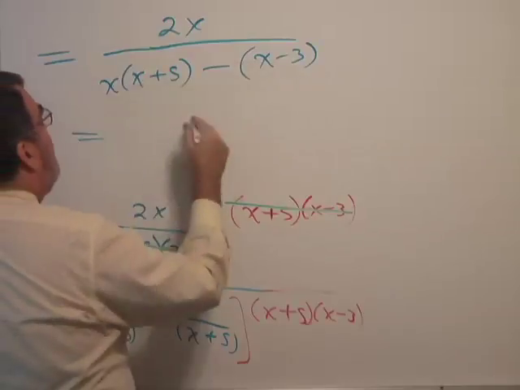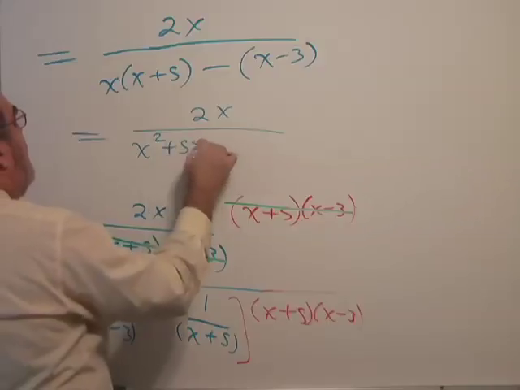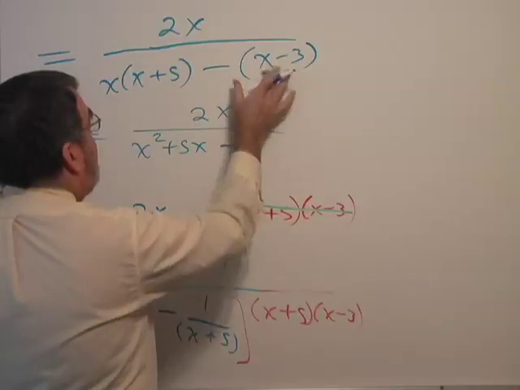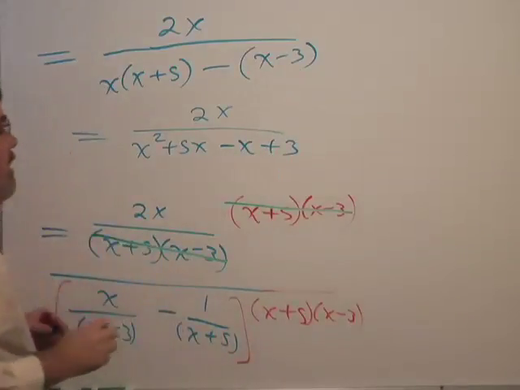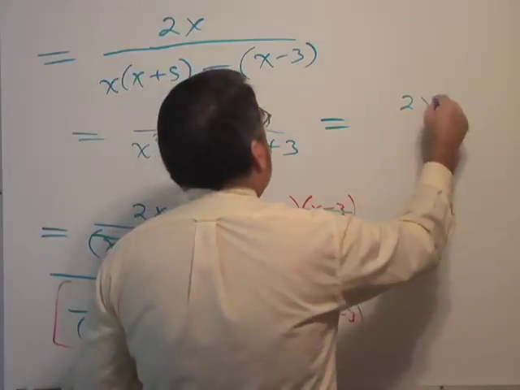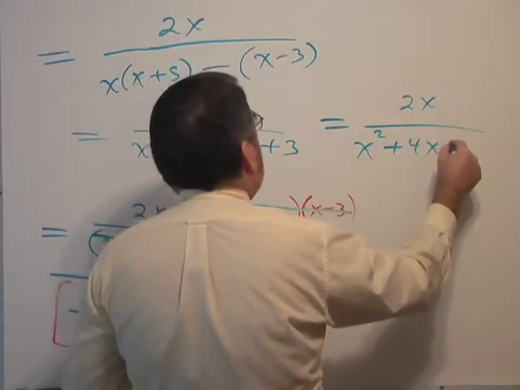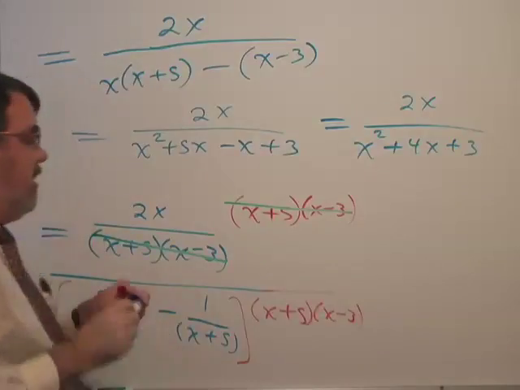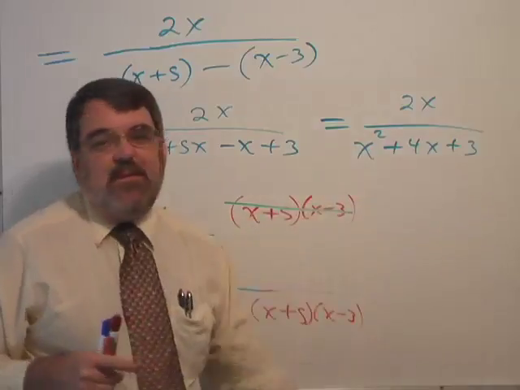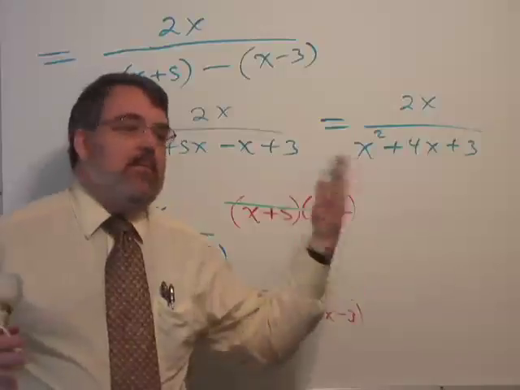All right, so let's simplify the denominator. I've got x squared plus 5x multiplying here. Here I've got minus x and then plus 3. And so we can combine these terms, and we end up with 2x over x squared plus 4x plus 3. It turns out this actually looks like it factors: x plus 1 times x plus 3. It won't allow us to do any simplification, so I think I'm just going to leave it.